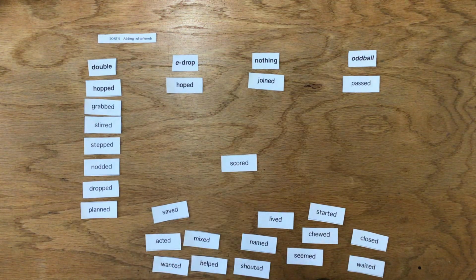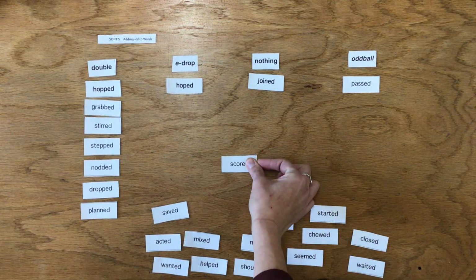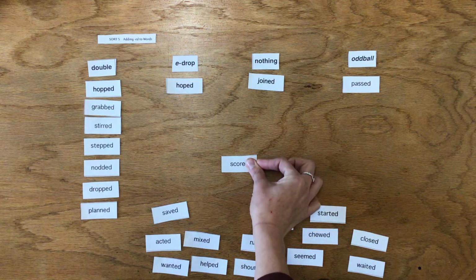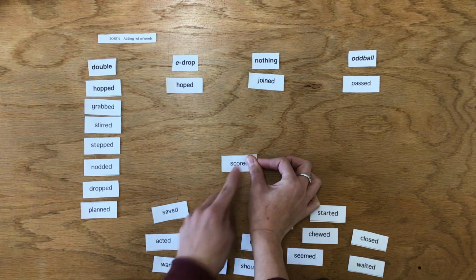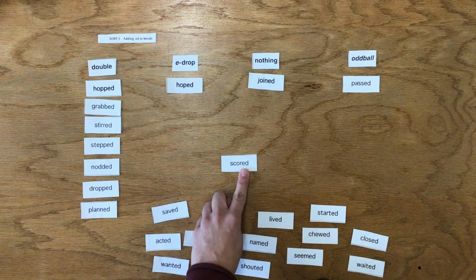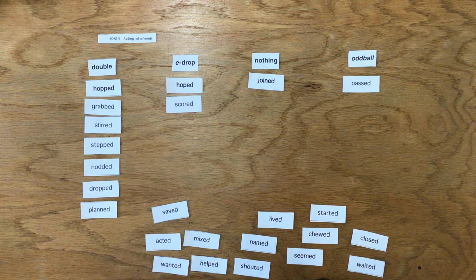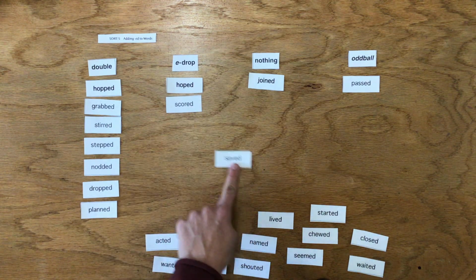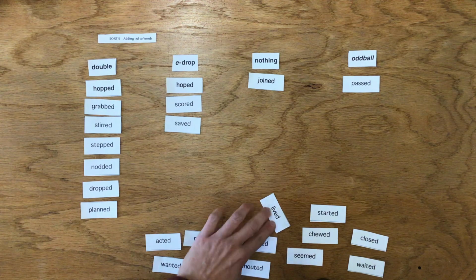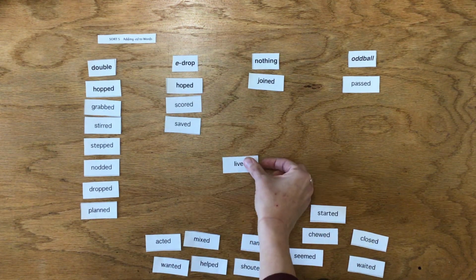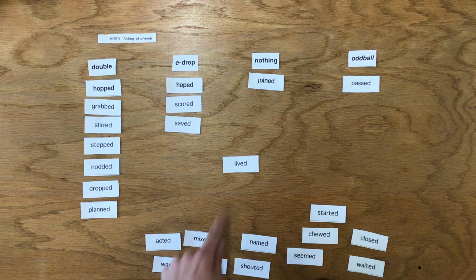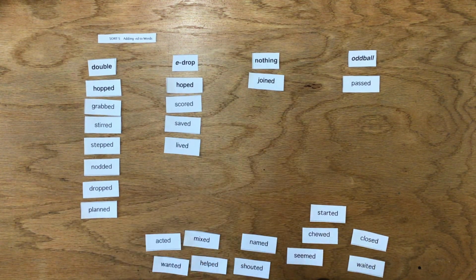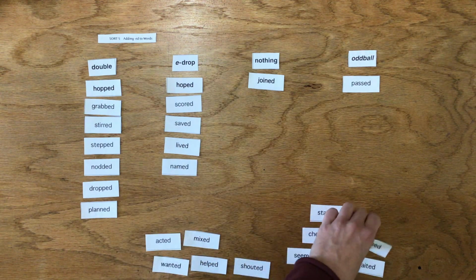Other examples would be scored. Lots of times we're dropping the e if the word ends in an e. Like the word is score. To add an ed, we get rid of this e and we add ed. So we're dropping one of the e's. Saved would be one. Lived. Again, because if the word is live, we have to drop one of the e's to add an ed. Named. Closed.